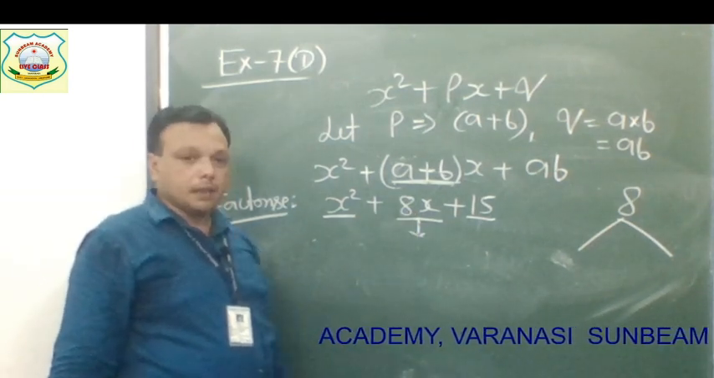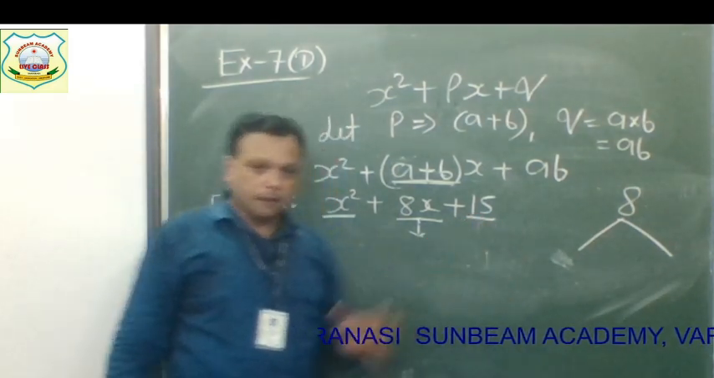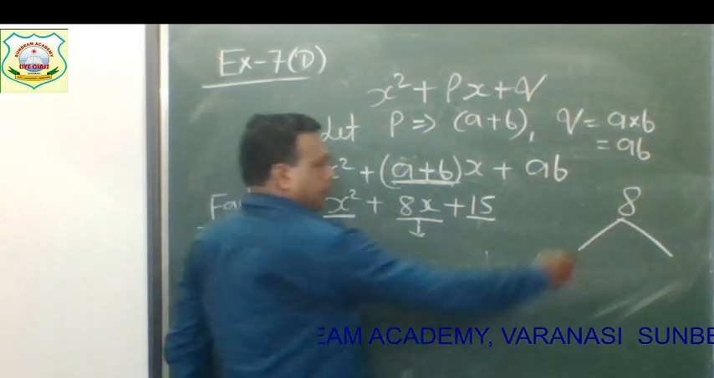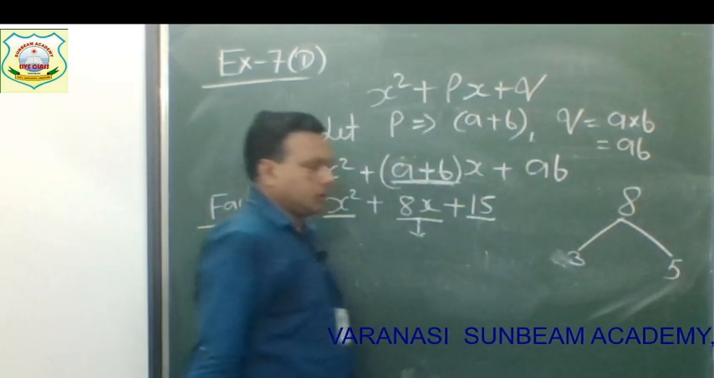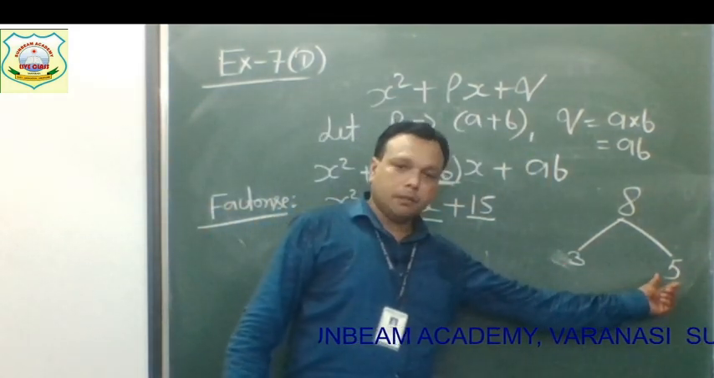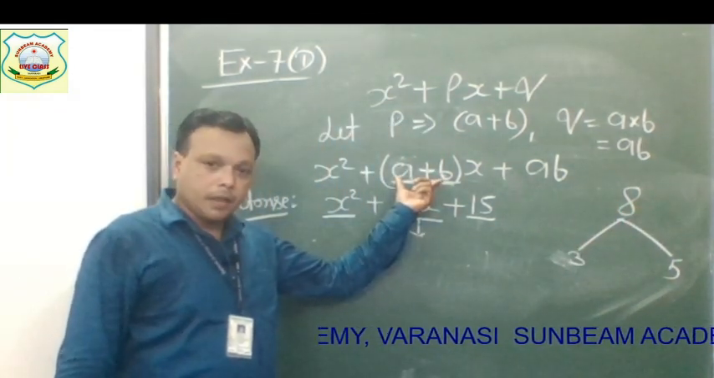Suppose we write here, first of all you find in which table 15 should come. I think 3 5 or 5 3. So, we have taken 3 and 5. We have 2 numbers, meaning if we add 3 and 5, what will you get? 8. So, it is the form of a plus b.